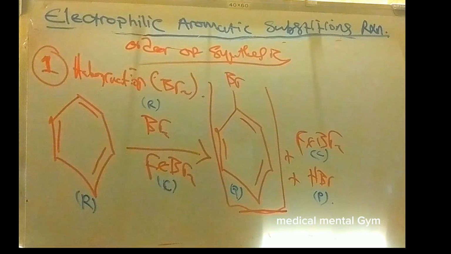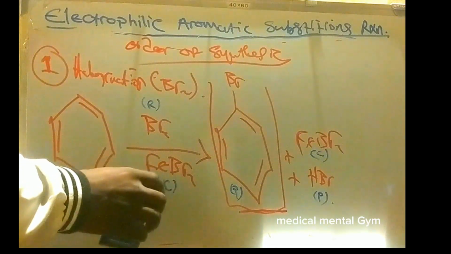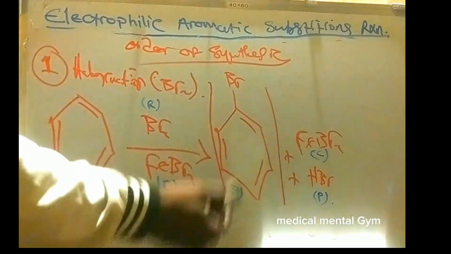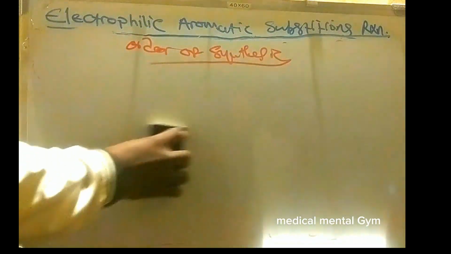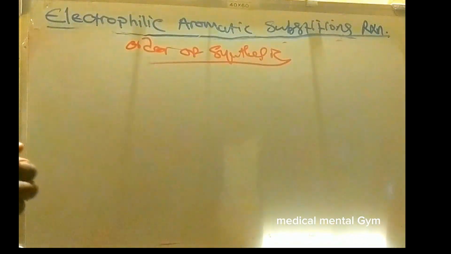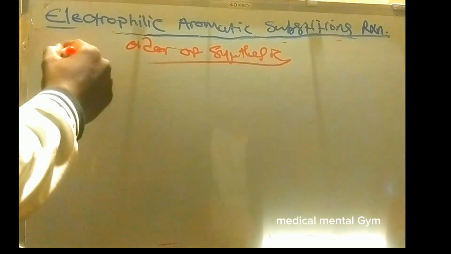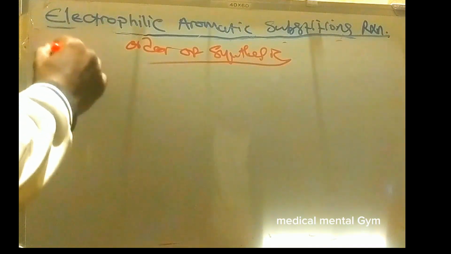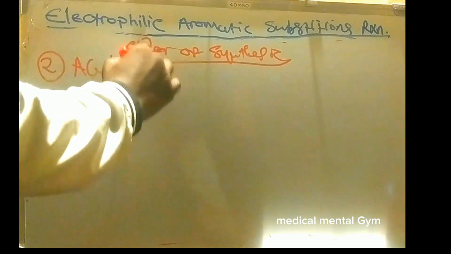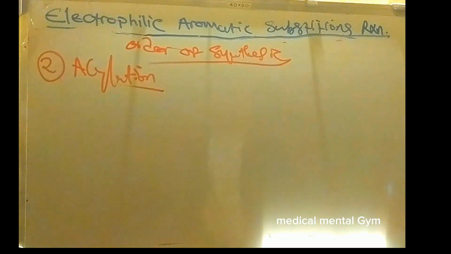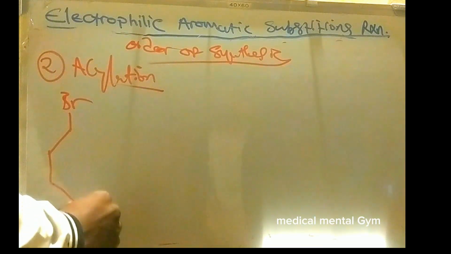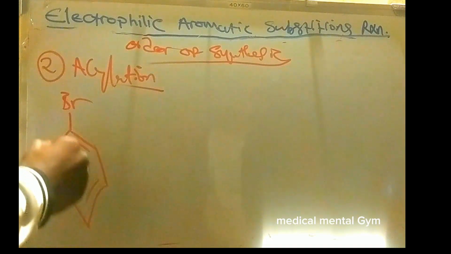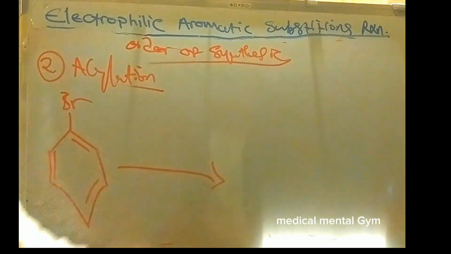So without further ado, let's look at the second reaction, which is acylation, where we use this product as our reactant. Okay, so reaction number 2. For reaction number 2, it will be acylation, where we have to acylate this product, that product of reaction 1. And this product of reaction 1 was our bromobenzene. Okay, that is our bromobenzene. So let's acylate this bromobenzene.